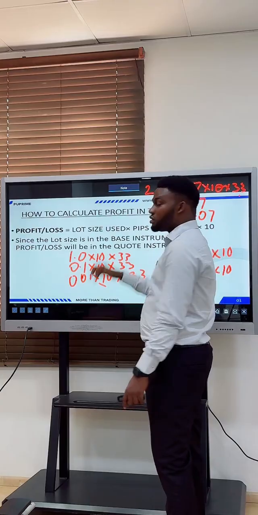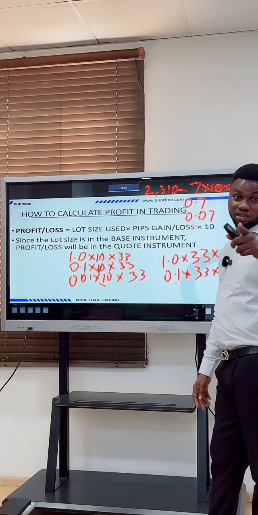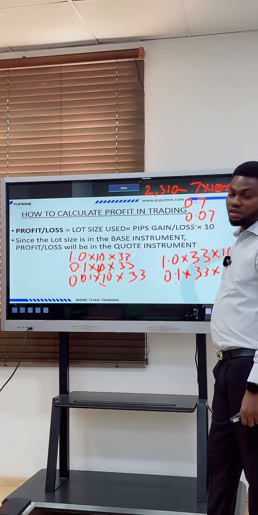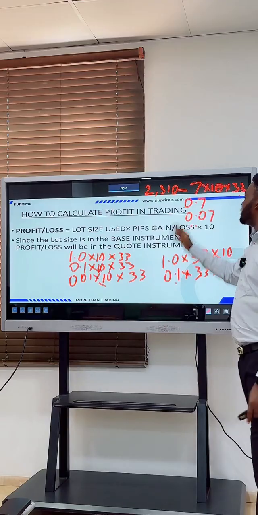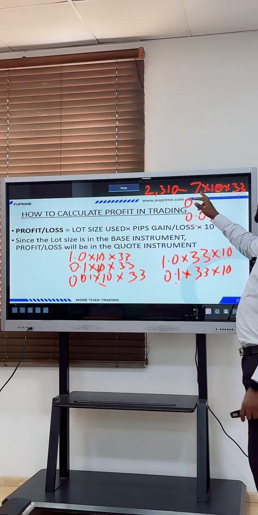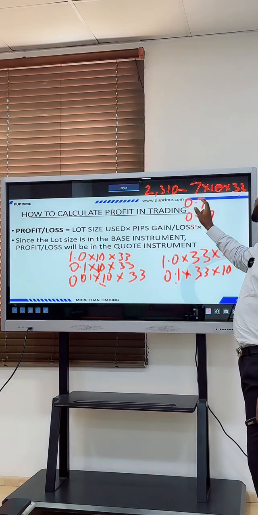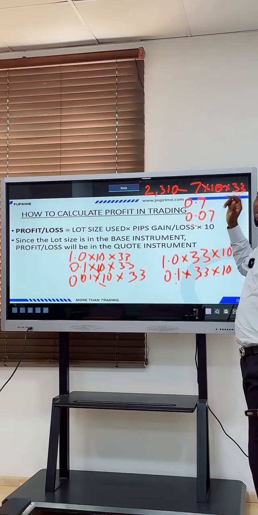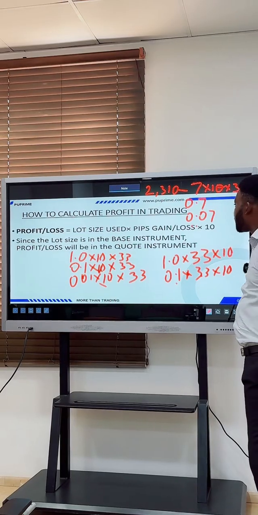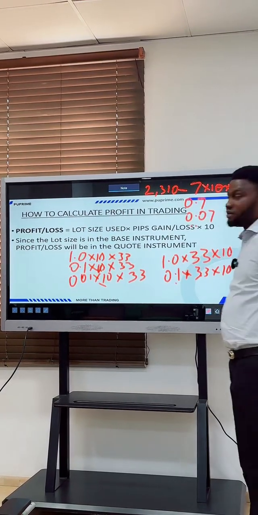$2,310. Do you get the same thing online? Now, your lot size is 7. You multiply that 7 by 10. That's already 70. Now, we say 70 multiplied by 33. So that is $2,310.